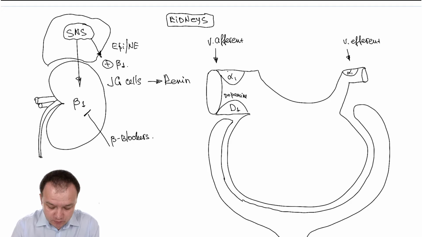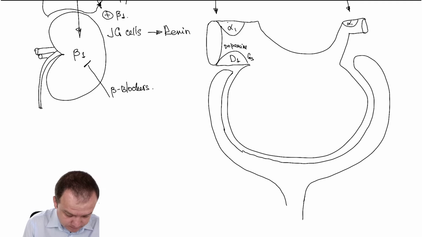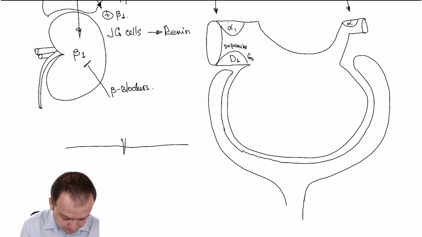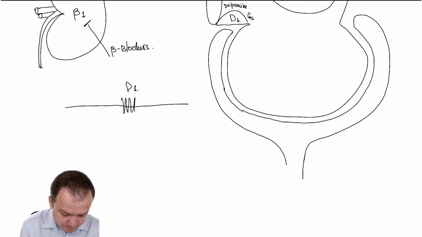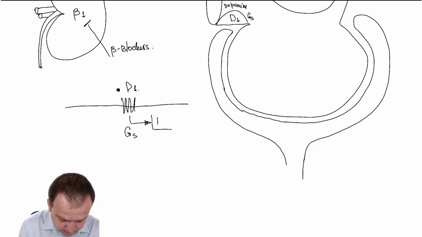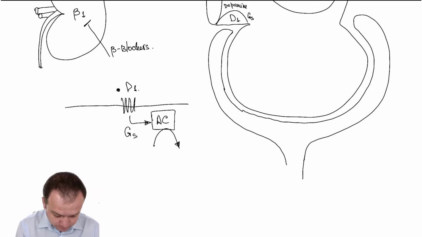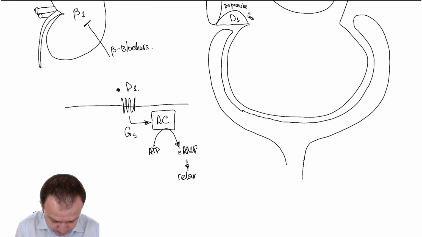D1 receptors are coupled with Gs proteins. Let's put these D1 receptors here. Activation of them stimulates Gs, stimulates adenylate cyclase, and converts ATP to cyclic adenosine monophosphate, and this causes relaxation in smooth muscles.